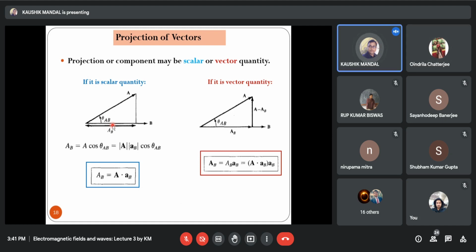Point is that if you want to represent the projection, the component of a vector on another vector, you can represent it in terms of a scalar quantity or in terms of a vector quantity. It depends on us, or the requirement of the question.